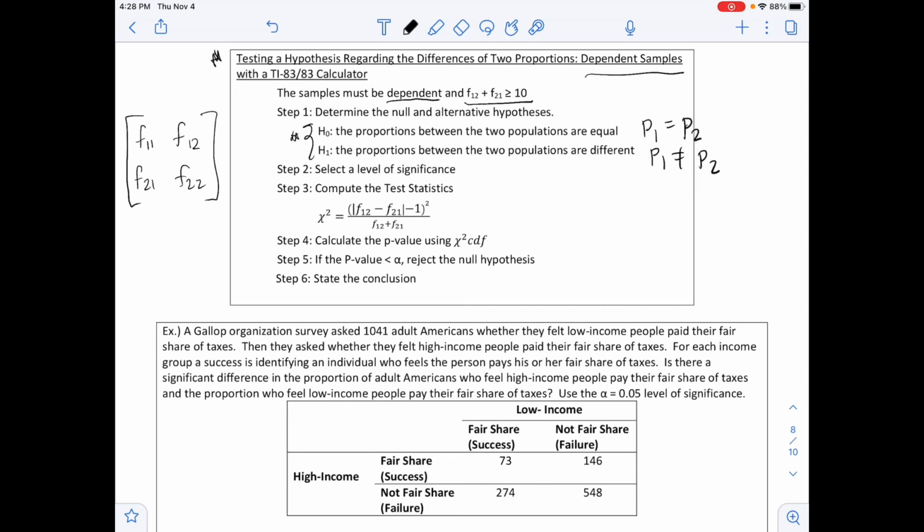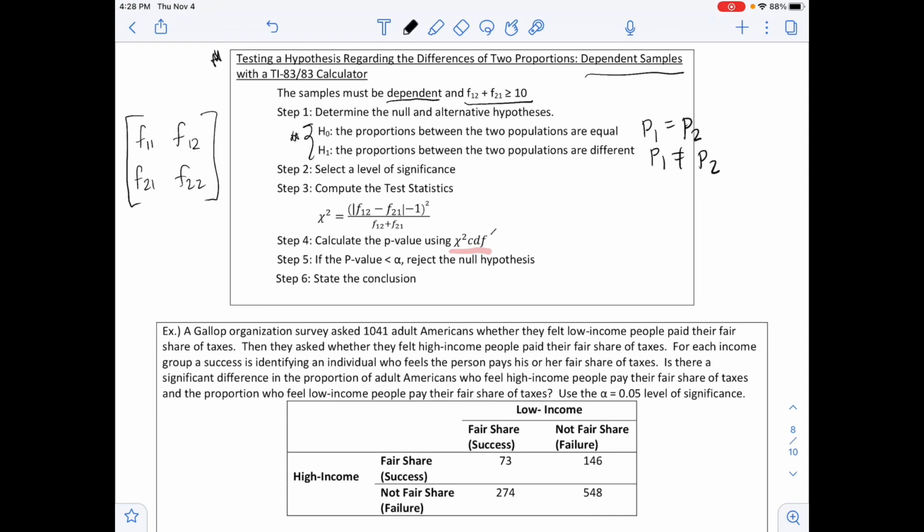So step 3 says compute your test statistic. And our test statistic formula is given here. It's chi-squared is equal to the absolute value of F12 minus F21. And you take the absolute value of that, which again turns positive since it's talking about a distance. Subtract 1 from that, and then square it, and then divide by the sum of F12 and F21. So first thing we're going to do is calculate chi-squared. Step 4 is going to be to calculate the p-value using chi-squared CDF. So we're going to be using chi-squared CDF.